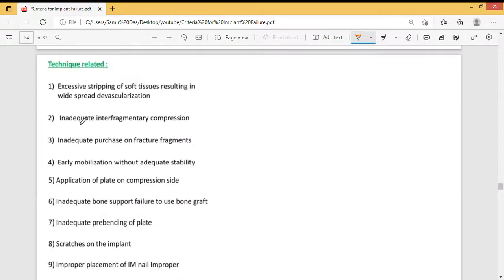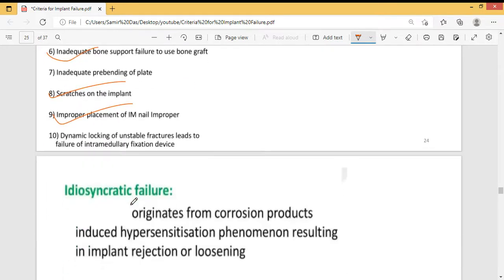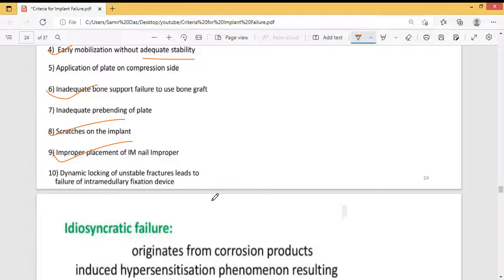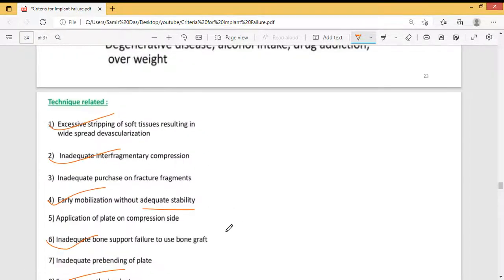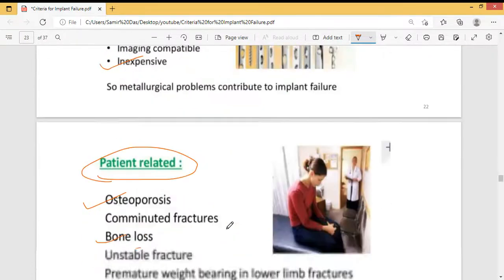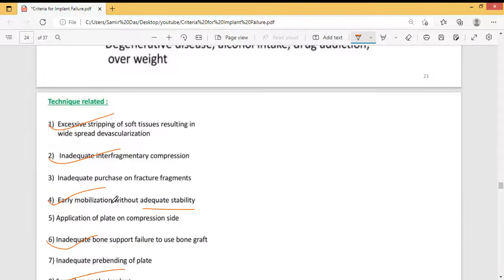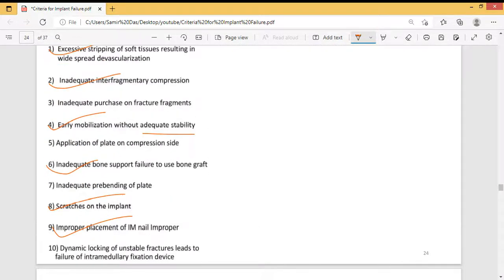Those are basically as follows: excessive stripping of soft tissue, inadequate compression, early mobilization without adequate stability, inadequate bone support, failure to use bone graft, scratches on the implant, and improper placement of the IM nail. That's all. So this is a brief description of why implants fail. It may be from the implant point of view, the patient point of view, or the technical issue. So that's all for today.